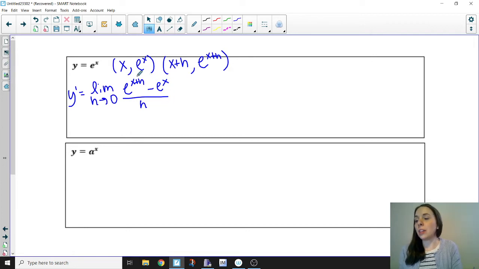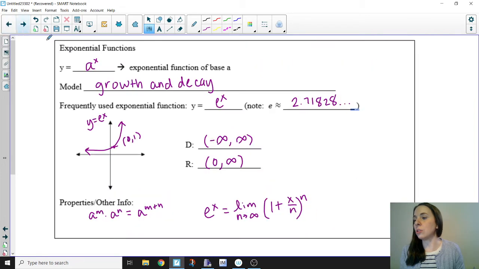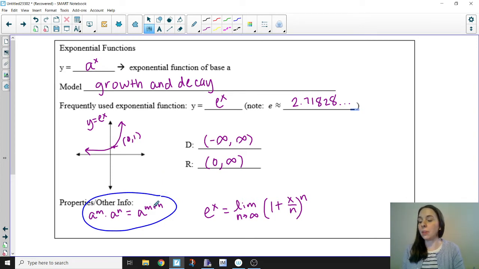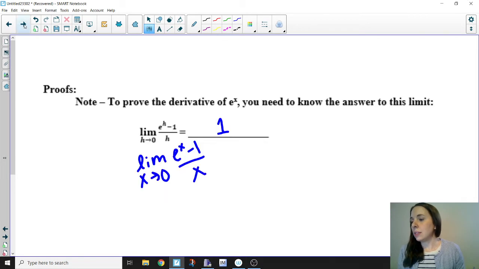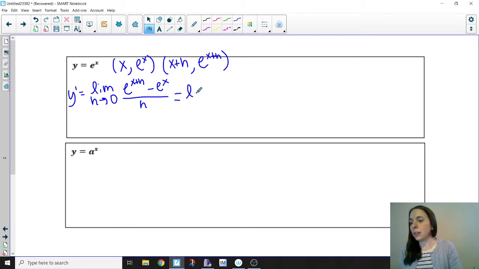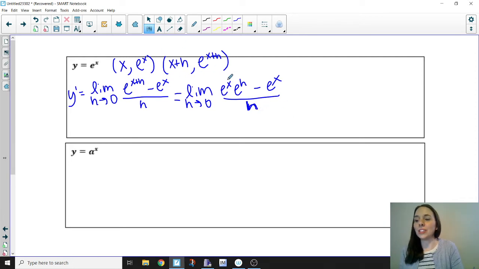Okay, the first step in evaluating this limit is to use that property that I talked about in our exponentials box right here. But we're going to use it backwards. We have e to a sum, and so we're going to rewrite that as this. Let's write the limit as h approaches 0 of (e^x times e^h - e^x) all over h. So again, we just rewrote e to the x plus h as e to the x times e to the h, and that's just using our property of exponents.